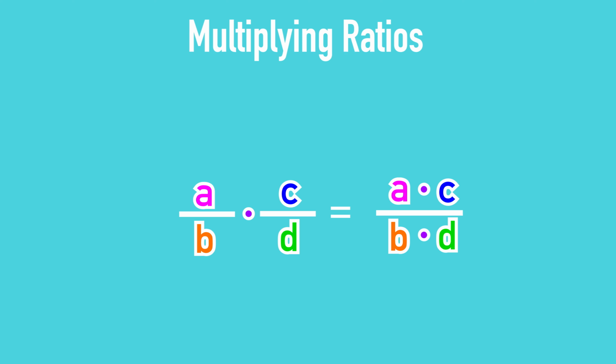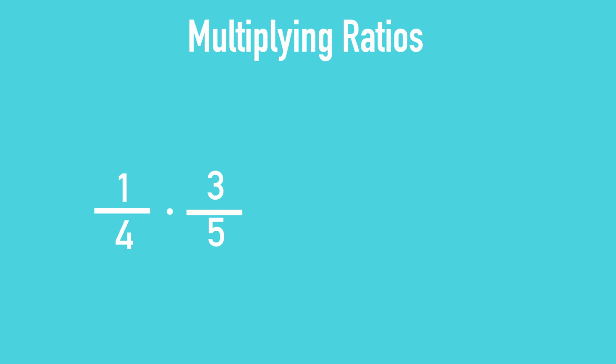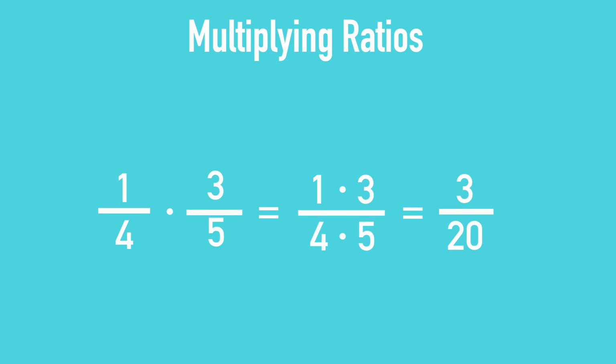Remember that fractions are part-to-whole ratios where the numerator represents how many pieces you have and the denominator represents the total number of pieces possible. So when we multiply two fractions, we multiply the numerators to determine how many pieces we have and multiply the denominators to determine the total number of pieces now available. If we want to multiply 1/4 and 3/5, we would get the product of 1 and 3 over the product of 4 and 5, which simplifies to 3/20.